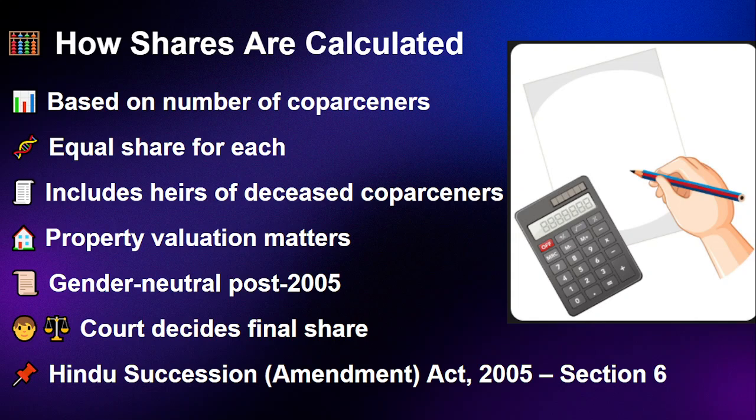The final share is determined by the court after hearing all parties. If parties agree, the court may record a compromise and pass a consent decree. Otherwise, it issues a judgment and decree based on evidence. This decree is binding and can be executed through the court. If someone refuses to vacate or transfer, execution proceedings can be initiated.